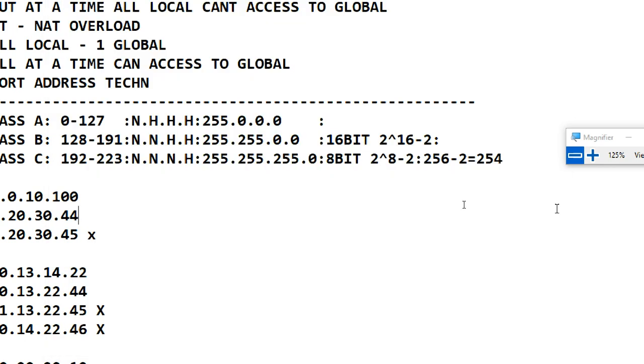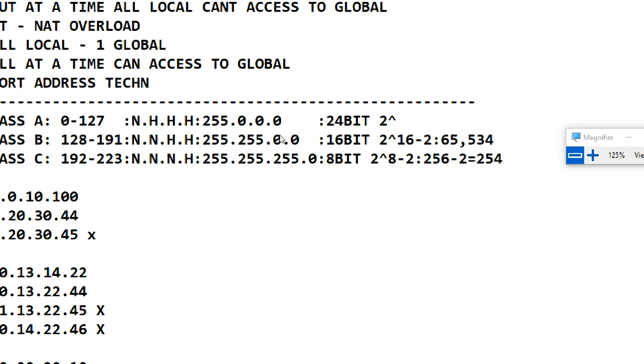65,534 IP addresses we are getting in a single class B network. Here it is, three host portions are there. We have three host portions. How many bits? 24 bits.